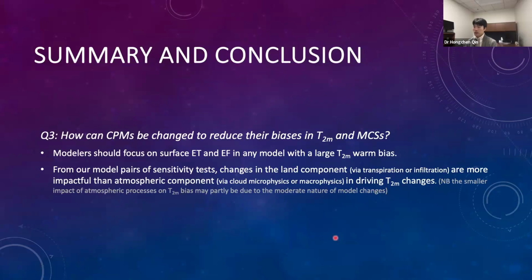So to answer our question 3, how can CPMs be changed to reduce their bias in T2M and MCS? We think modelers should focus on surface ET and EF. In any model we find a summertime warm bias over central US. And from our pairs of sensitivity tests, it seems like changing land components can be more impactful than changing atmospheric components in driving the T2M changes. The caveat here is the smaller impact of atmospheric processes on T2M bias may partially just be due to the moderate nature of model changes.